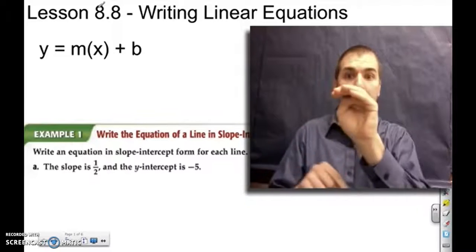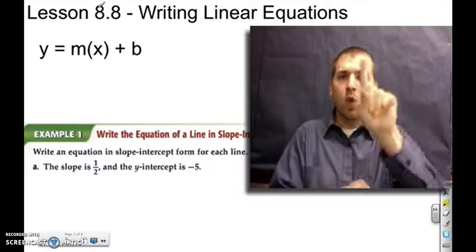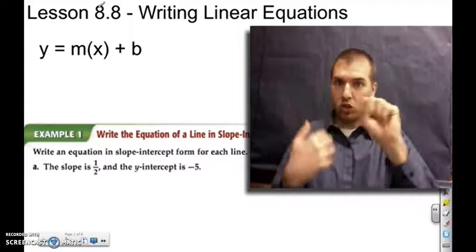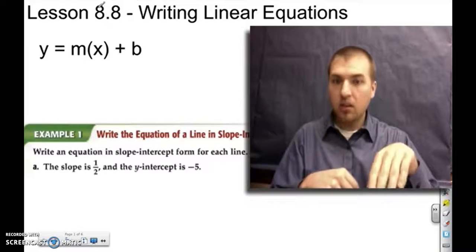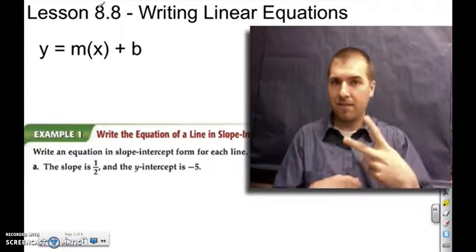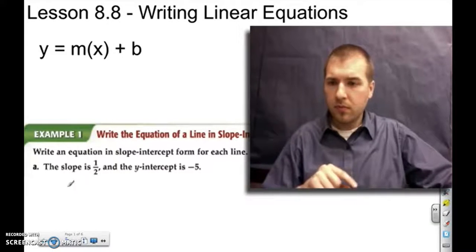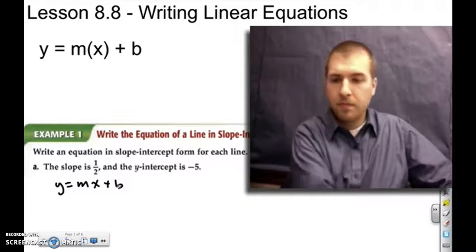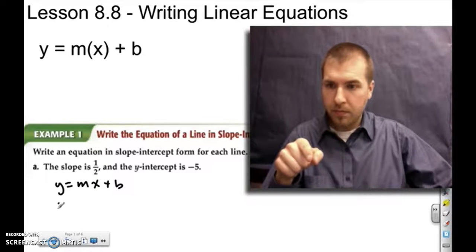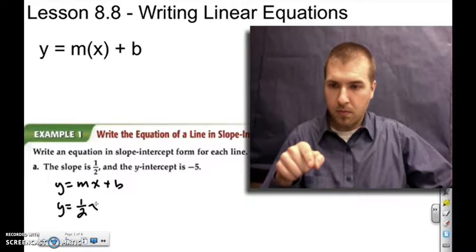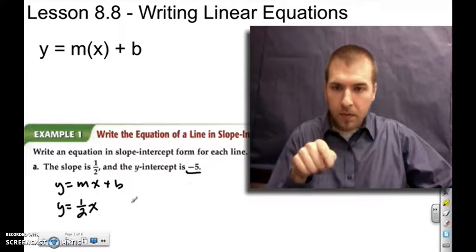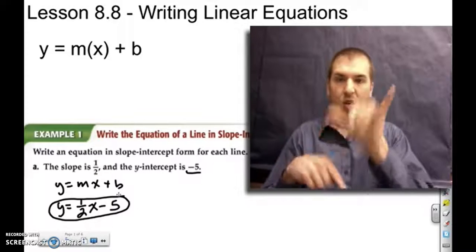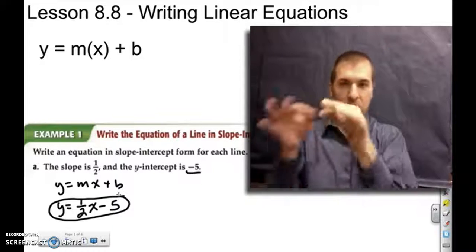The first one is y equals mx plus b, where m is the slope, and b is on the y-axis, the y-intercept. For this example, the slope is 1/2. So we write down y equals mx plus b. The slope is 1/2, so y equals 1/2 x, and the y-intercept is -5, so y equals 1/2 x minus 5.